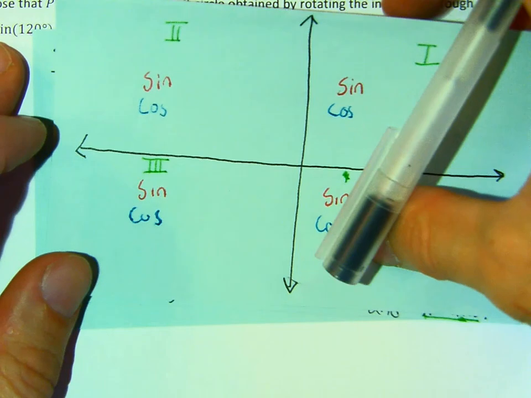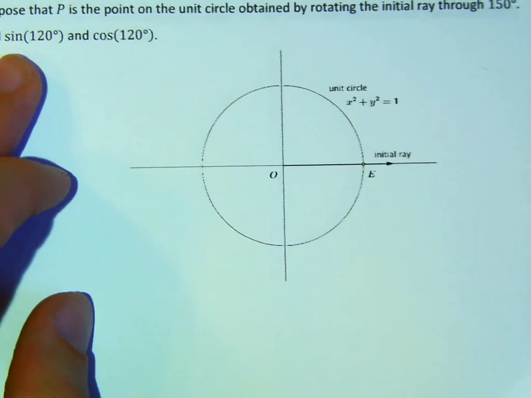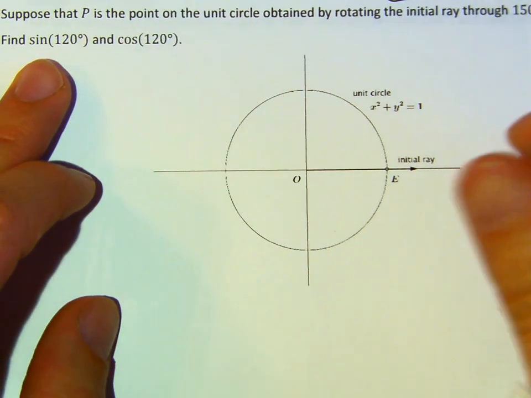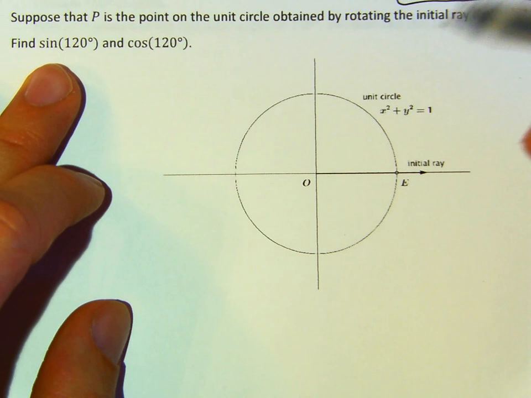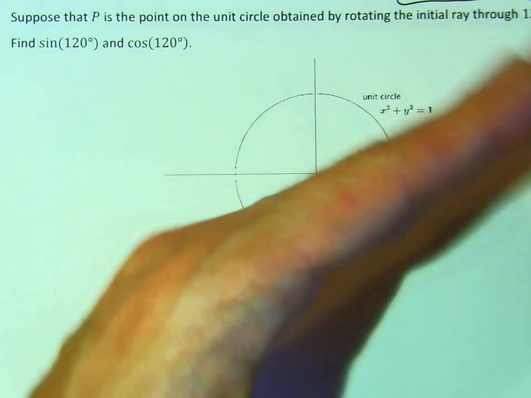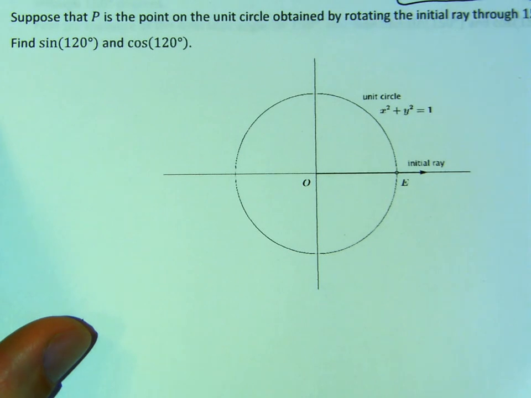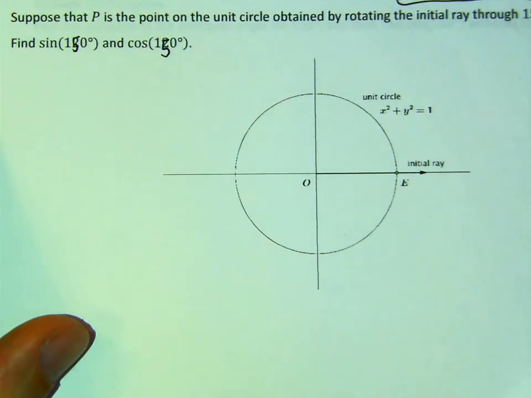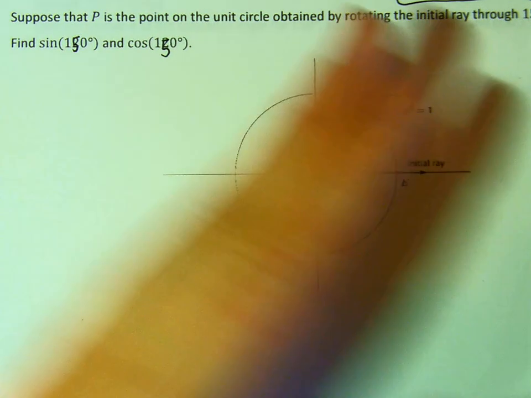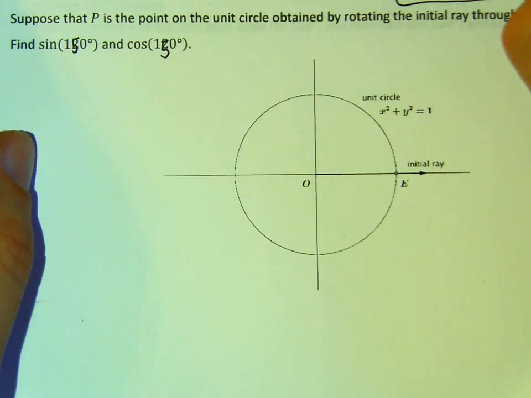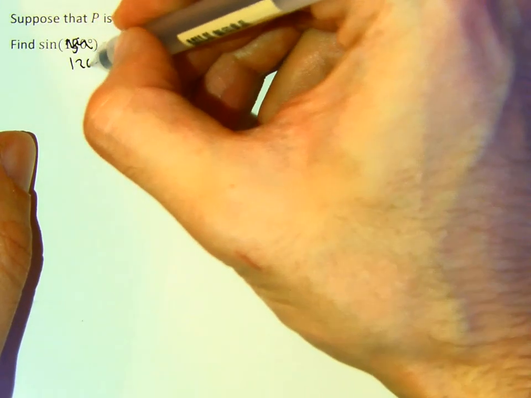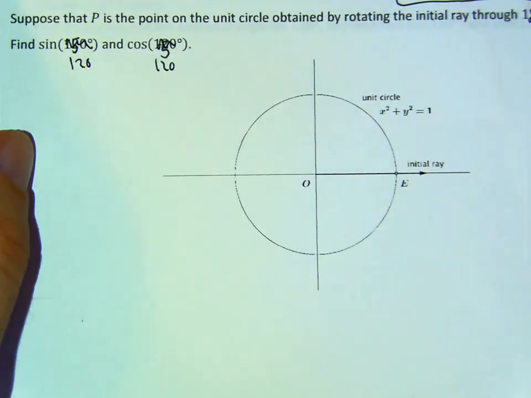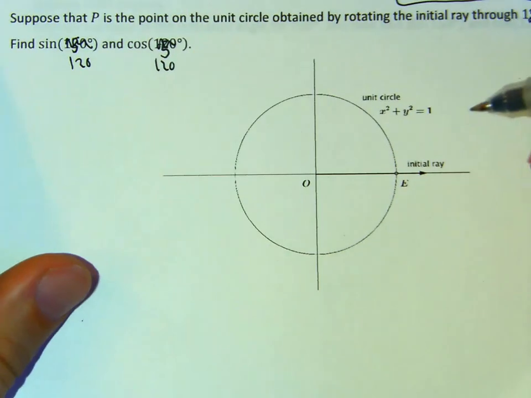Okay? So let's try and do this problem. Here it's saying, suppose that point P is on the unit circle obtained by rotating the initial ray for, oh, this is weird. It says 150. Okay, fine. We can make it 150. 150 degrees. Here, actually, no, I'm sorry. Let's make it 120. It should be 120. Okay. Here, so let's rotate 120 degrees.